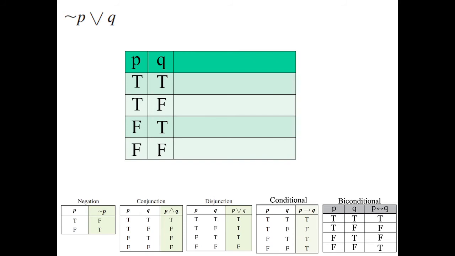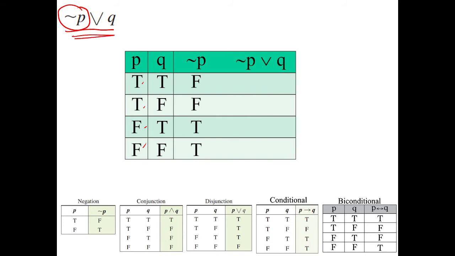Now, what should I put next in this column? Look carefully at the given. Negation. Negation, very good. So, focus on column P. Now, negate column P. False, false, true, true. There you go. Negate column P, meaning I take the opposite: false, false, true, true. Next, take the whole thing.